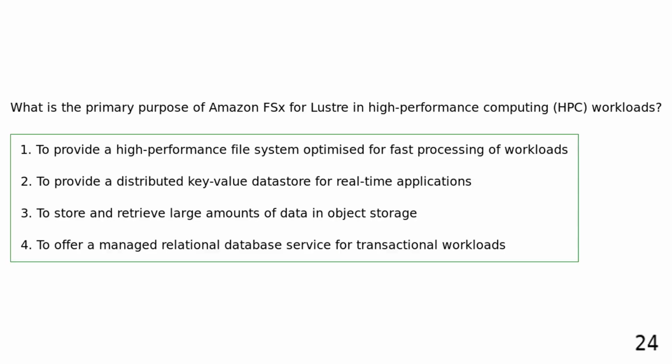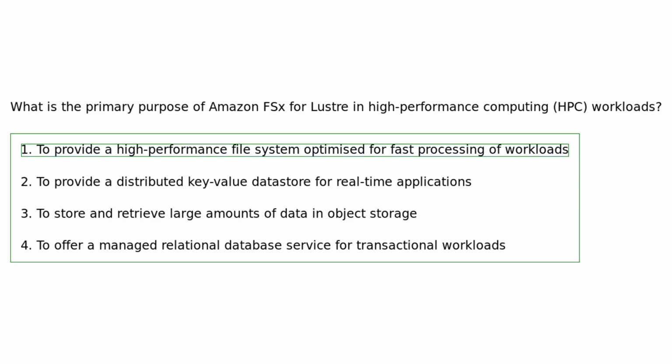What is the primary purpose of Amazon FSx for Lustre in high-performance computing workloads? To provide a high-performance file system optimized for fast processing of workloads. To provide a distributed key-value data store for real-time applications. To store and retrieve large amounts of data in object storage. To offer a managed relational database service for transactional workloads. Amazon FSx for Lustre is designed to provide a high-performance file system that is optimized for fast processing of workloads such as HPC, machine learning, and media data processing in the cloud.